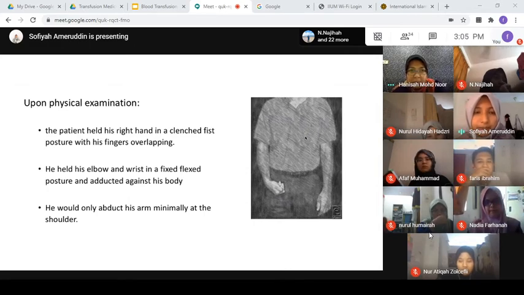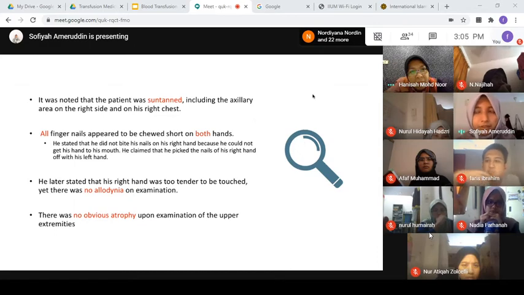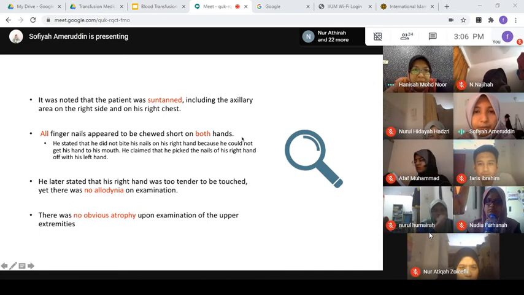So he would only abduct his arm minimally at the shoulder because he claims that it would cause pain. Okay. So it was also noted suspiciously that the patient was suntanned, including the axilla area on the right side, which should be impossible if the patient could not raise his arm, right? And also on his right chest.